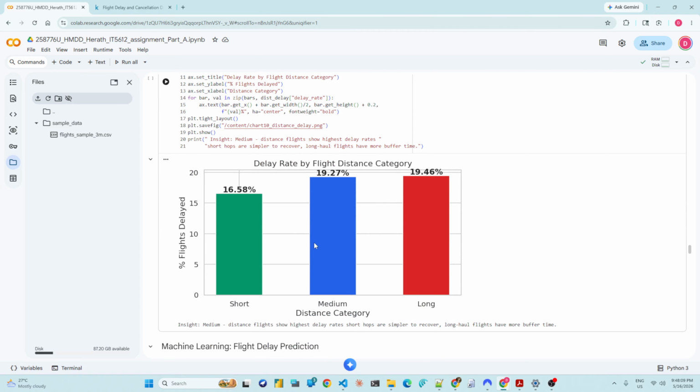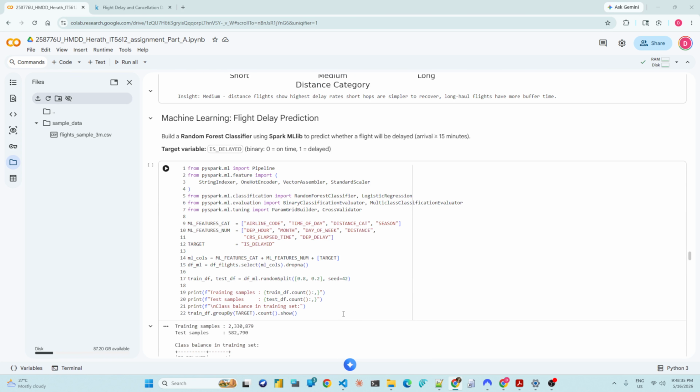Then the last one, delay rate by flight distance. This bar chart shows the delay rate across short, medium, and long haul flights. Medium distance flights tend to have the highest delay rate, and short ones have fewer delays, the usual things.